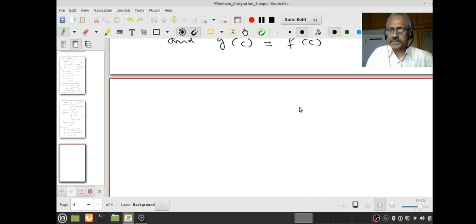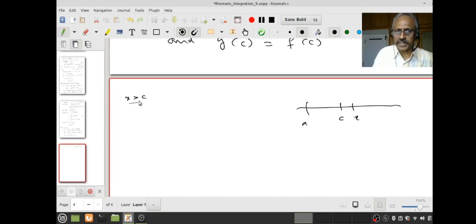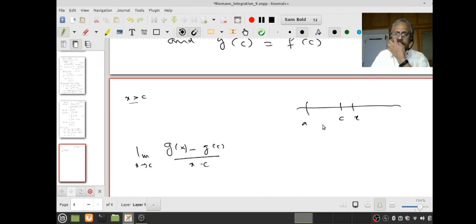So let us fix a c. Let us assume for the time being x is positive, meaning greater than 0. I want to say g dash c exists. How do I define g dash c? g dash c is g of x minus g of c by x minus c as limit x tends to c, and x may be on both sides of c if c is an interior point. If it's at a, only from the right side. If c is b, it is only from the left side. Don't get worked up about so many things.